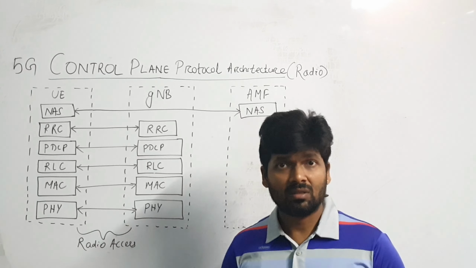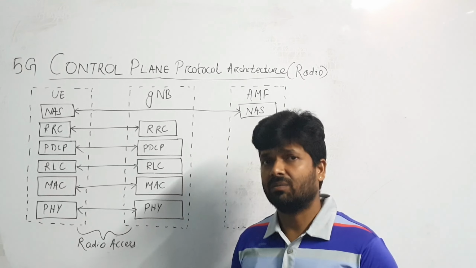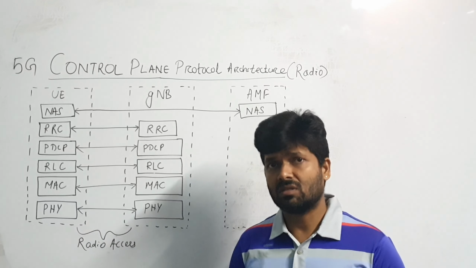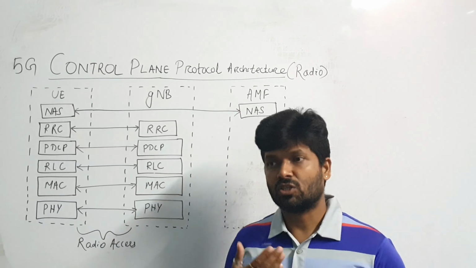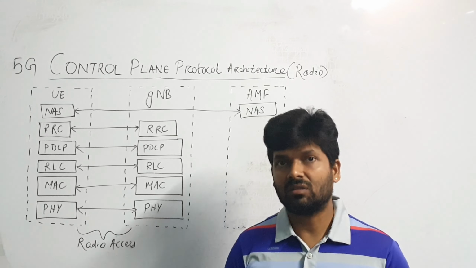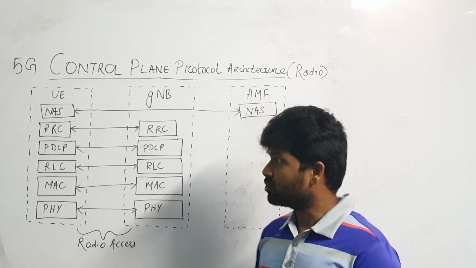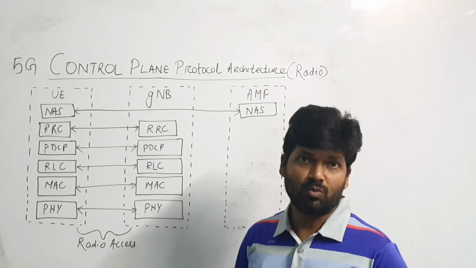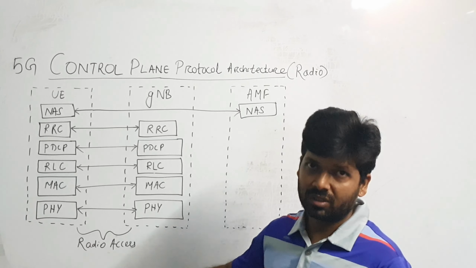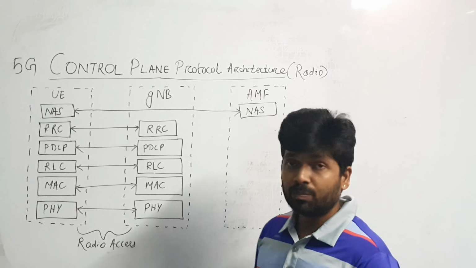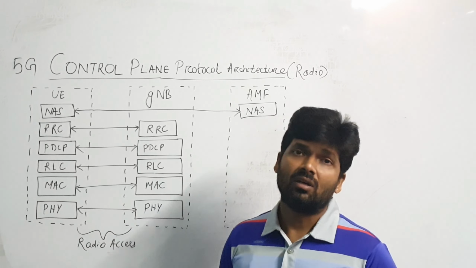Then the last one is the physical layer. The physical layer is basically dealing with the antenna parameters, MIMO configuration, then all the radio level spectrum details, bandwidth, and channel coding. All those things are handled in the physical layer. So these are the 6 protocols which are used in the 5G control plane in the radio access area.